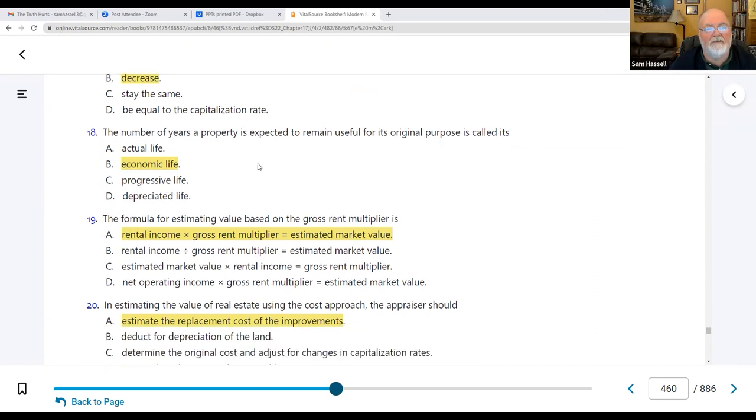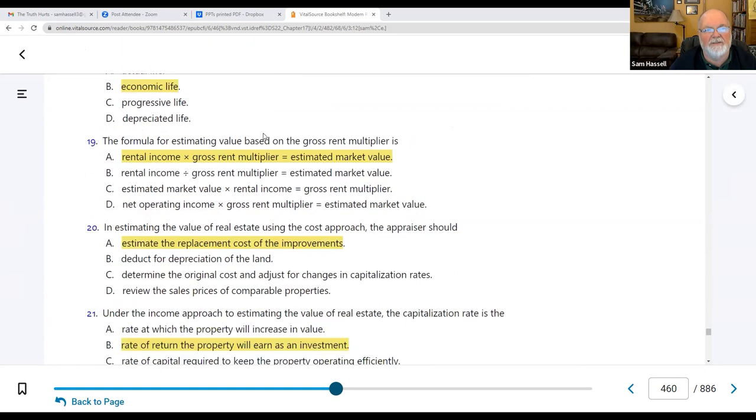Number 18, the number of years a property is expected to remain useful for its original purpose is called its economic life. How long is it going to last? What do we think? What's our best choice of that?